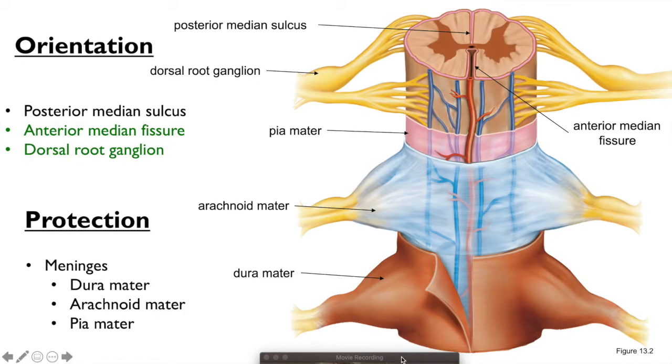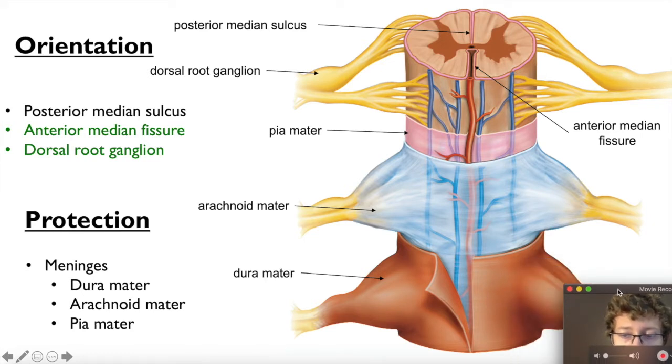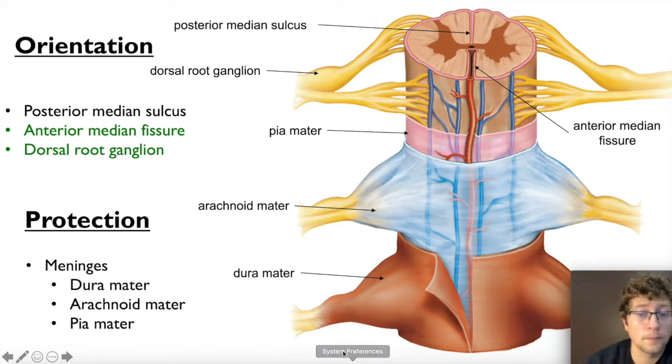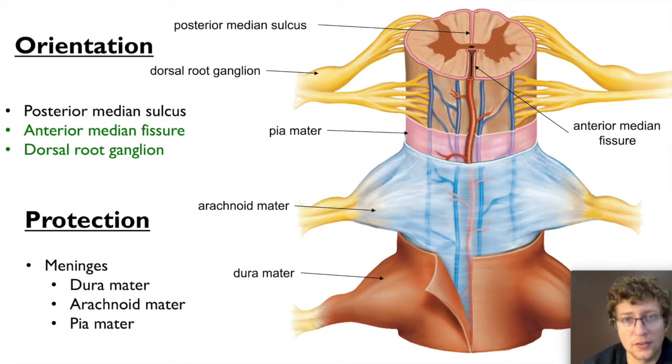Okay, so let's look at protection now. So protection of the spinal cord. Well, first let's look at just how to know if you're looking at an anterior or posterior side. So this is a critical step or a critical thing that you have to be able to identify if you want to understand the function of these different components of the spinal cord.